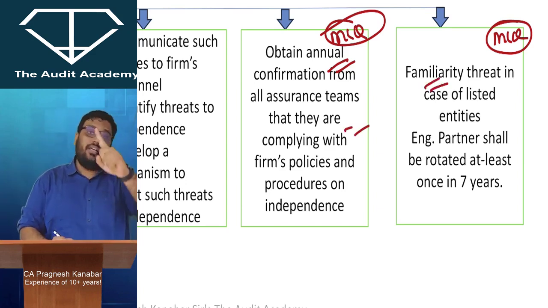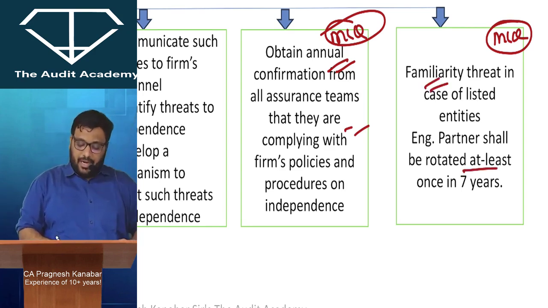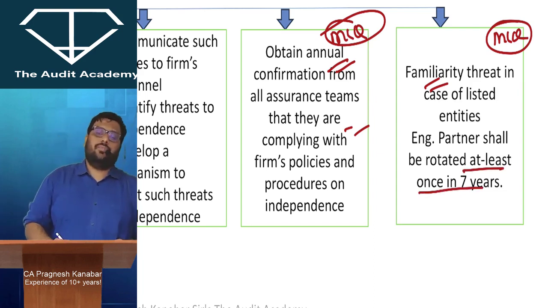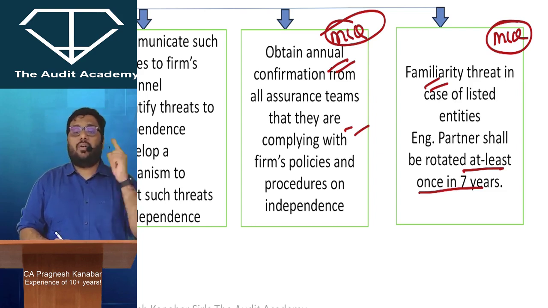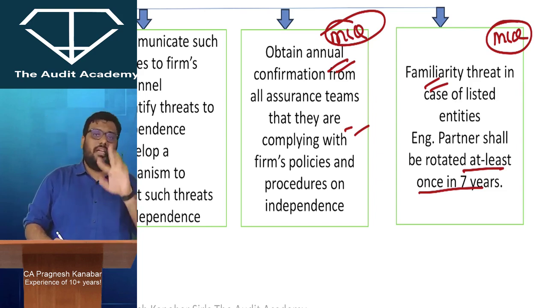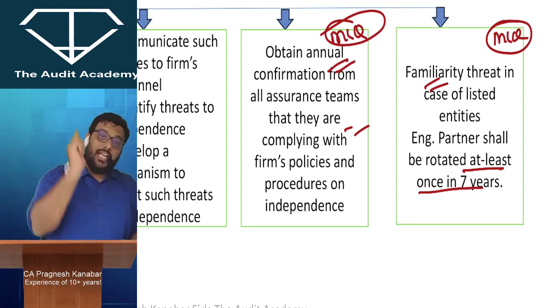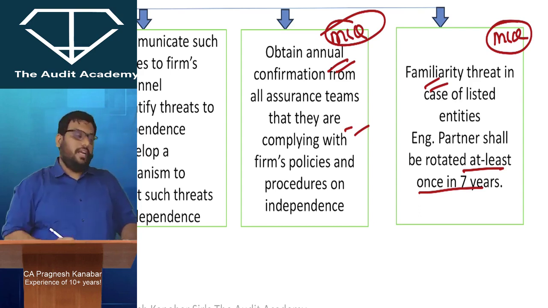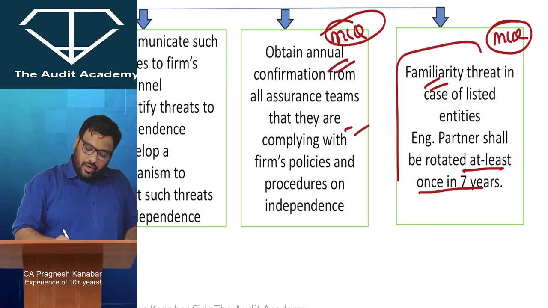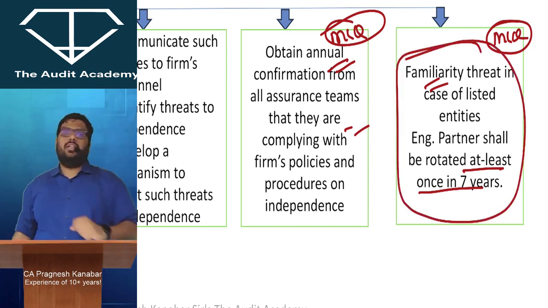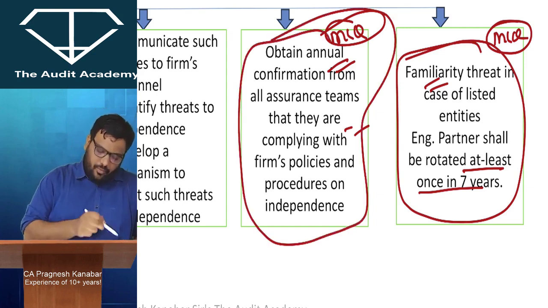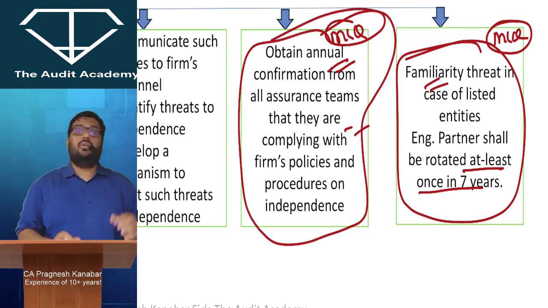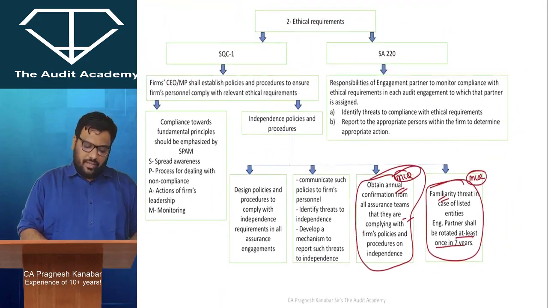One more MCQ point. In case of listed entities, it is mandatory to rotate the engagement partner at least once in 7 years. As per Companies Act, a partnership firm can conduct audit of a listed entity for 10 years, 5 years into 2 times, 10 years. But the engagement partner must be rotated at least once in 7 years. This has been one of their favorite questions in exams. It has already been asked in the July 21 attempt. And this particular point has been one of their favorites for MCQs, even in the old course. Obviously, it is going to remain relevant in the new course also.